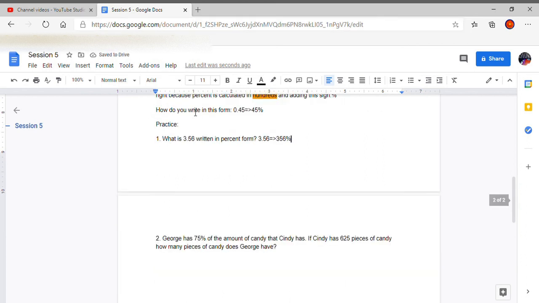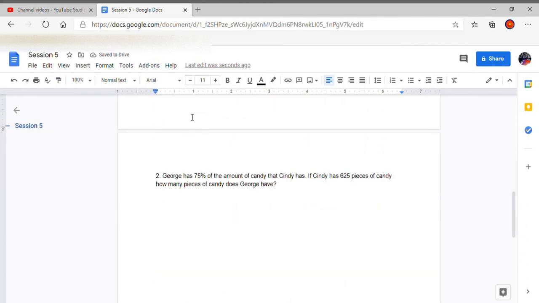So number 2. George has 75% of the amount of candy that Cindy has. If Cindy has 625 pieces of candy, how many pieces of candy does George have? So this one's very tough, in my opinion. If it wasn't tough for you, congratulations. If you got this wrong, I would have got it wrong if I didn't know what this was. But now I know how to solve it.